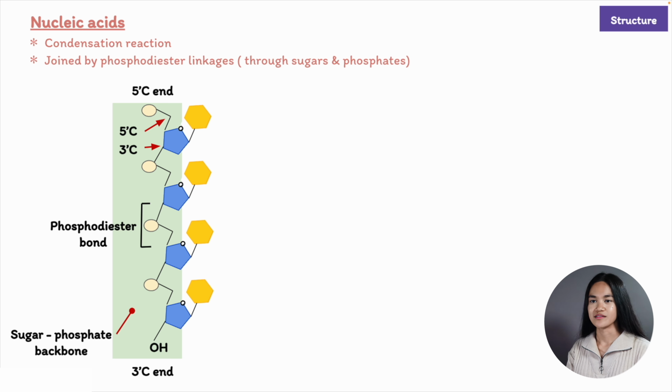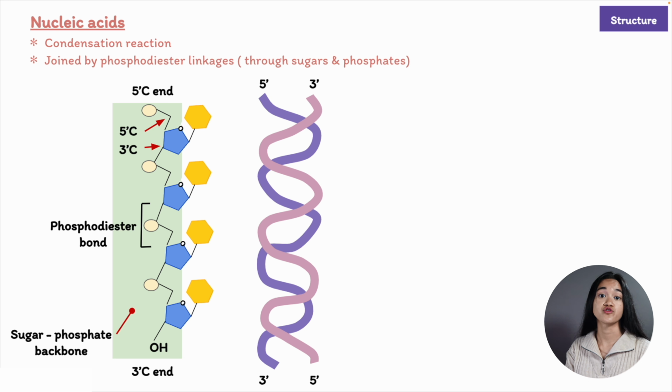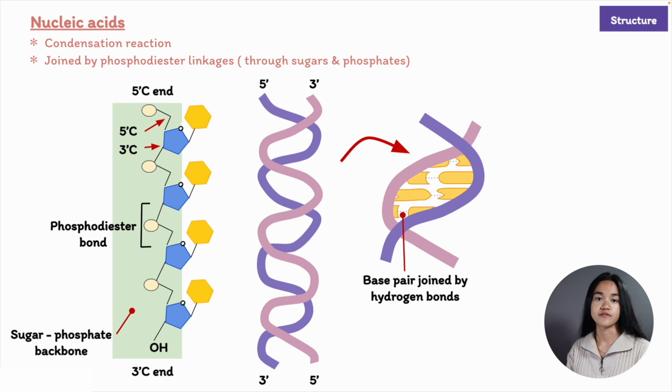Alright, that's one strand. A DNA molecule has two polynucleotide chains or strands that wind around an imaginary axis, forming a double helix. These strands are held together by hydrogen bonding between the bases on the different strands. The two sugar phosphate backbones run in the opposite 5' to 3' direction from each other. This arrangement is referred to as anti-parallel, okay? They run anti-parallel to each other.